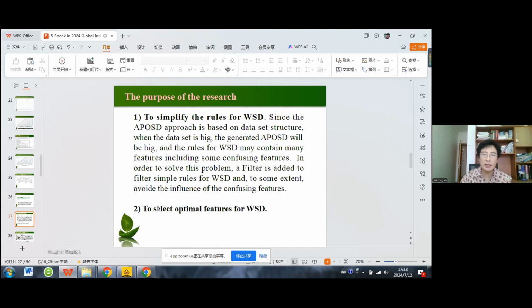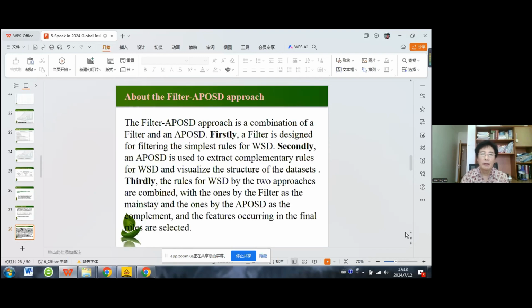To some extent, this avoids the influence of confusing features. And then we also want to select optimal features for word sense disambiguation. The filter APOSD approach is a combination of a filter and an APOSD. Firstly, a filter is designed for filtering the simplest rules for word sense disambiguation.